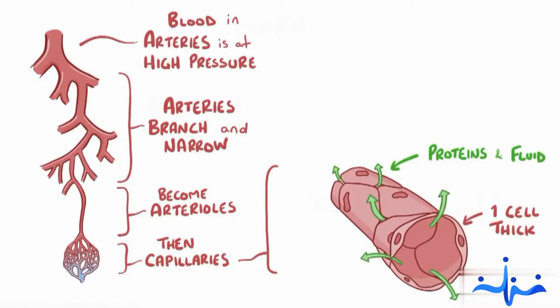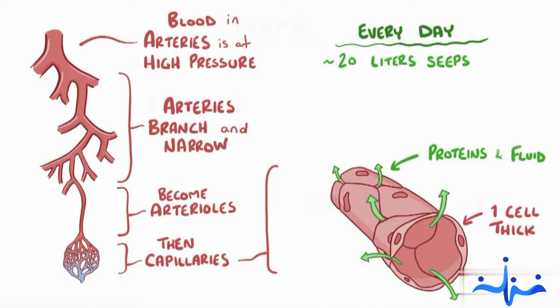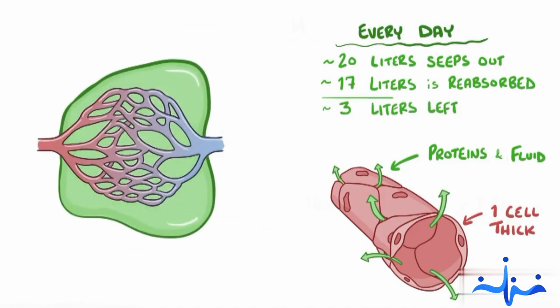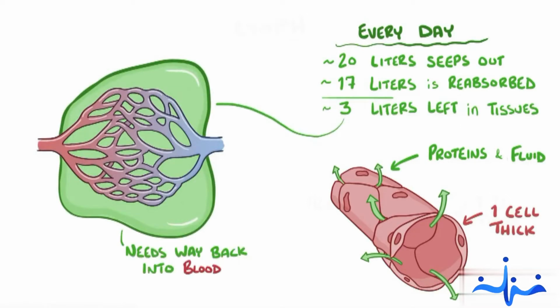Every day, 20 liters of fluid, water, and protein seep out of the capillaries and becomes part of the interstitial fluid between the cells. About 17 liters gets quickly reabsorbed back into the capillaries, but that leaves around 3 liters of fluid behind in the tissues each day. This 3 liters of fluid needs to find a way back into the blood so that the body's interstitial fluid volume and blood volume both stay constant over time.